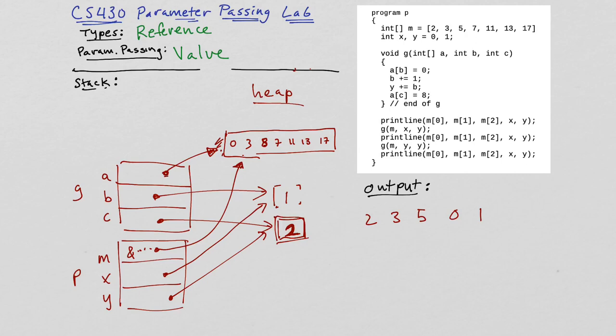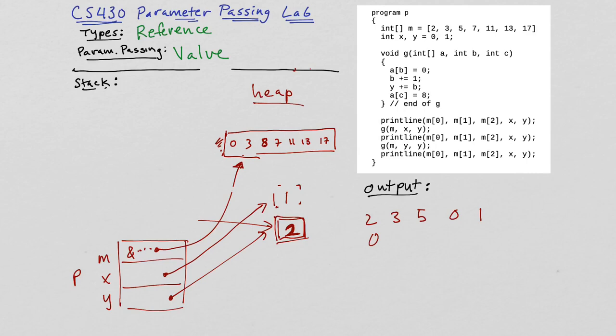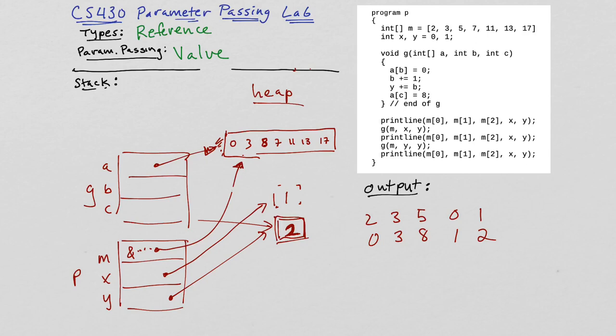And then I return from G. So let's erase. Oh, I shouldn't have erased that. Shoot. Undo. There we go. Got to be really careful now. I think this picture is messy with all these arrows. Okay. And now I can print out the value 0, 3, 8, 1, 2. And now I'm going to call G again. And this time, A again is a reference to the same array M, but both B and C are set as references to Y. And so this time, the picture looks like so.